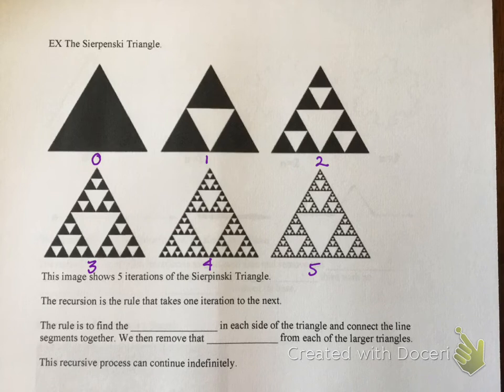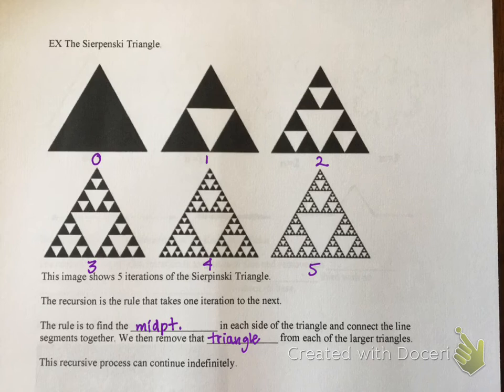So for the Sierpinski triangle, the recursion is a rule that takes one iteration to the next. The rule for the Sierpinski triangle is I have to find the midpoint on each side of the triangle, and then I'm going to connect those points together, and it'll create a triangle. Once we've created the triangle, we then remove that triangle that I just created from each of the larger triangles. So let's see how this works.